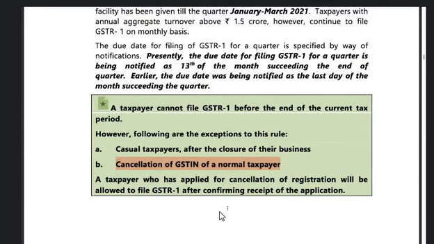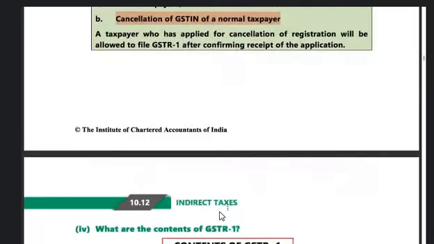So a taxpayer who has applied for cancellation of registration is allowed to file GSTR 1 after confirming the receipt of the application. So once a taxpayer applies for cancellation of GST registration and it is confirmed, then he can file the GSTR 1 in the in-between period.